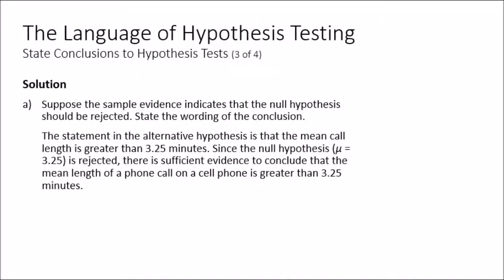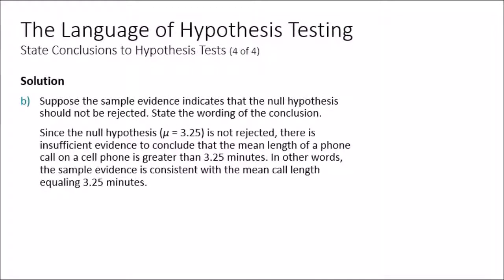So for the first one, when we suppose that the sample evidence indicates that the null hypothesis should be rejected, then we will say the statement in the alternative hypothesis, that the mean call length is greater than 3.25 minutes. Since the null hypothesis is rejected, there is sufficient evidence to conclude that the mean length of a phone call on a cell phone is greater than 3.25 minutes. In other words, we support the alternative hypothesis because we rejected the null hypothesis.